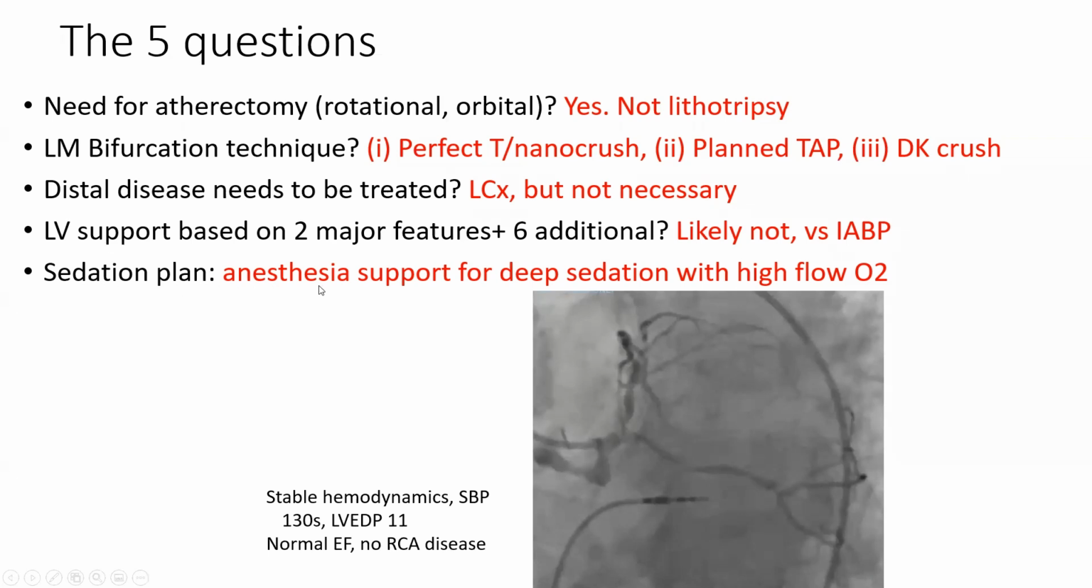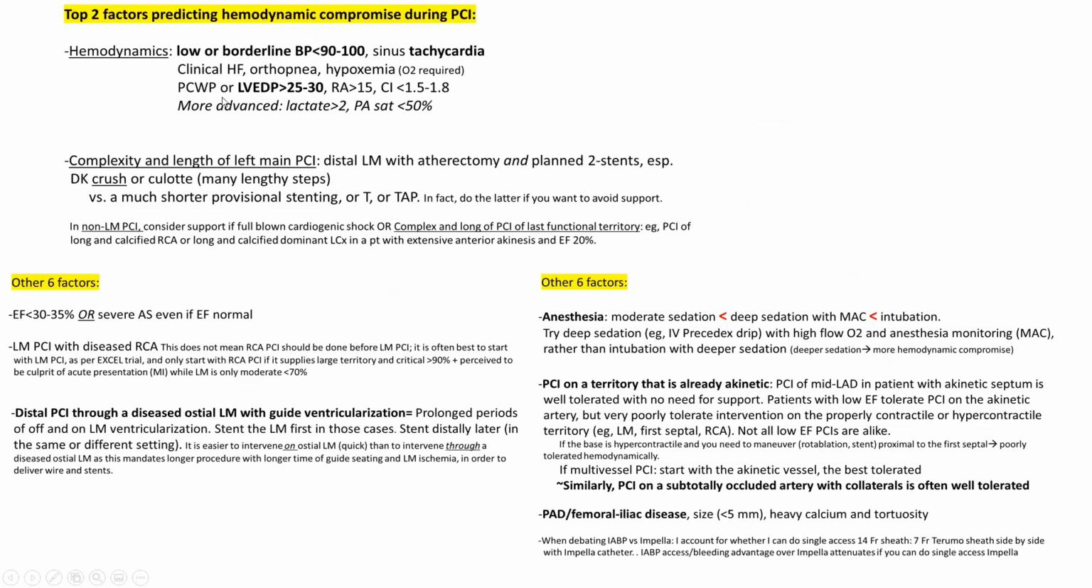A sedation plan: I would use anesthesia support with deep sedation and high flow O2. Do we need LV support? Based on the 2 major and 6 additional features, in my opinion, not. I would put a contralateral small femoral micropuncture sheath, maybe balloon pump, and these are the ideas. He's stable hemodynamically.